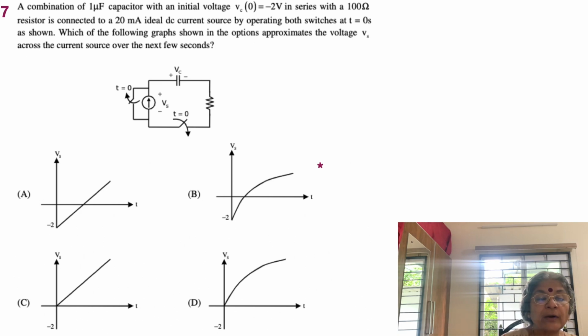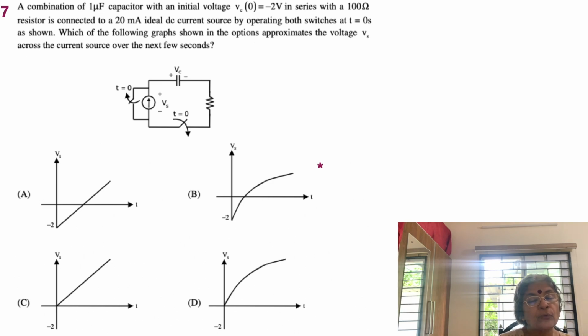A combination of 1 microfarad capacitor with an initial voltage VC0 equal to minus 2 volt. Okay, so it already is charged to a particular voltage. In series with a 100 ohm resistor is connected to a 20 milliamp ideal DC current source by operating both switches at t equal to 0, as shown. Which of the following graphs shown in the options approximate the voltage Vs across the current source over the next few seconds?